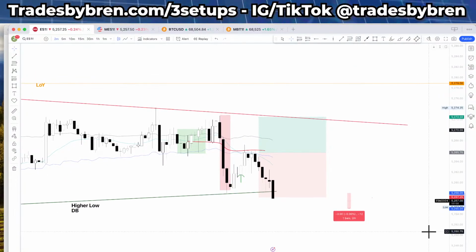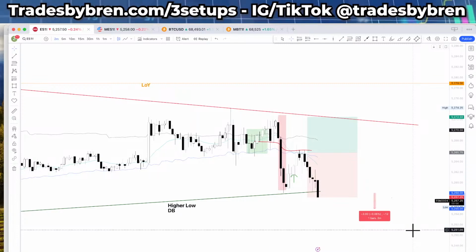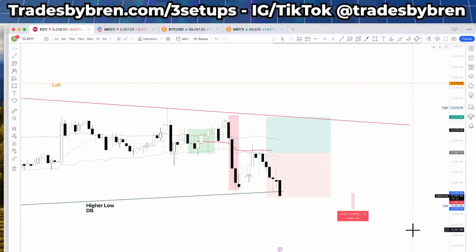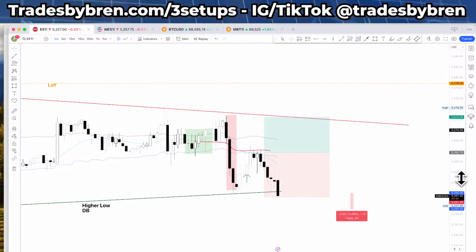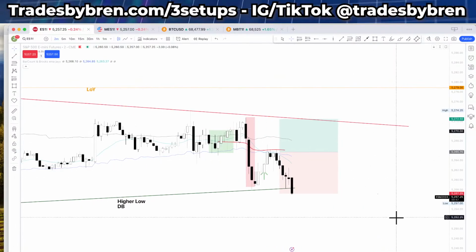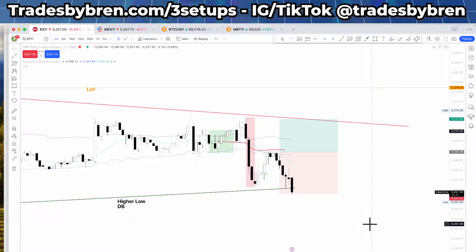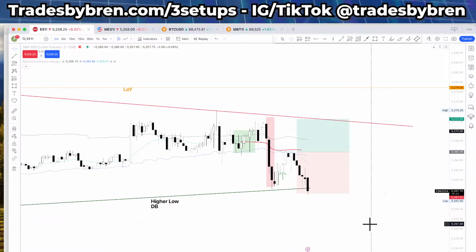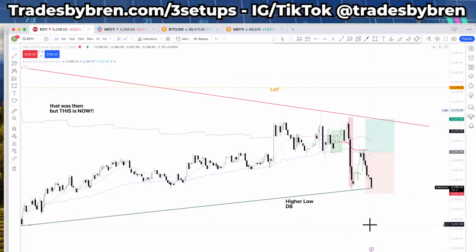Bears getting the breakout to the downside. Here we go. Now, will they sweep the lows and reverse up? No. Looks like we're just going to get more down here. Well, let's see.